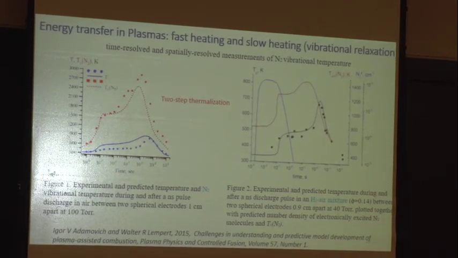Electron impact, right? Electron direct impact, because electrons are so fast, they impact and excite the molecule. And then this nitrogen continues to be excited by collisional energy transfer, through higher-energy electronically excited molecules or vibrationally excited molecules, and it can give a second peak and then decay.